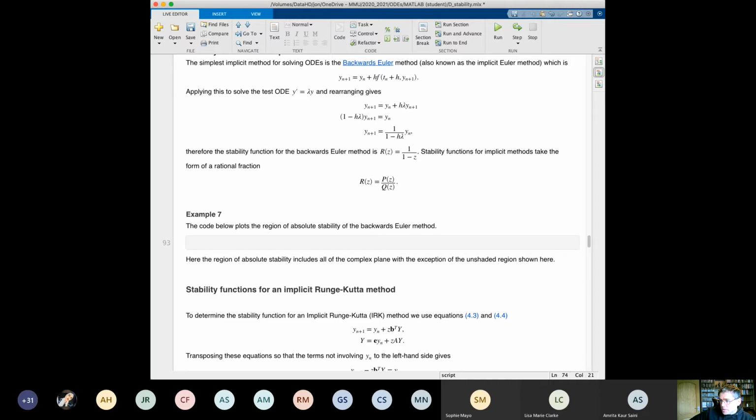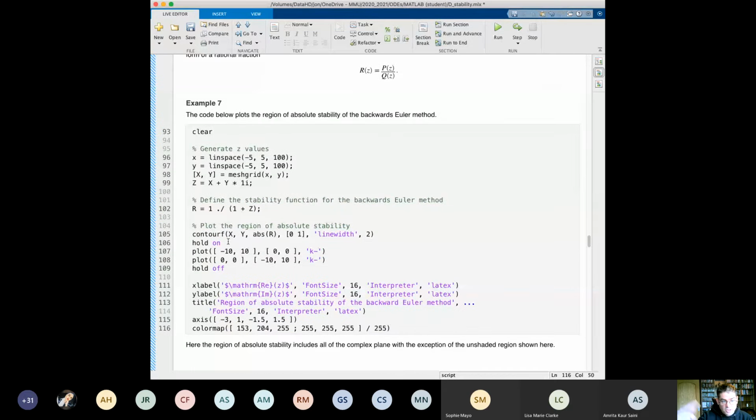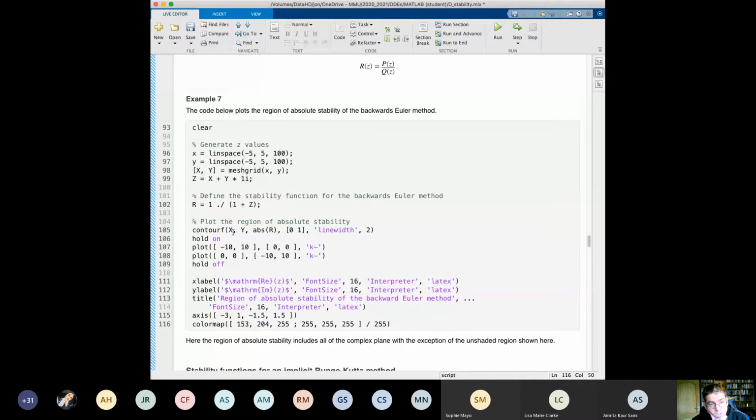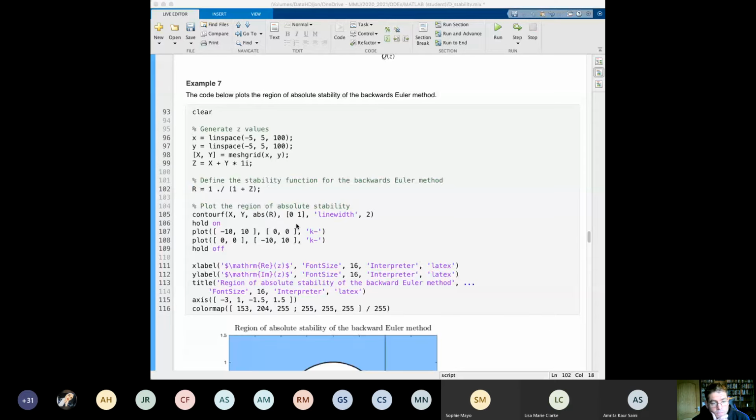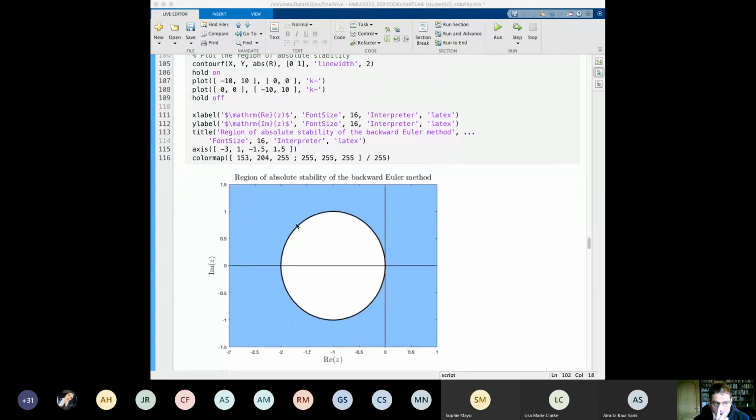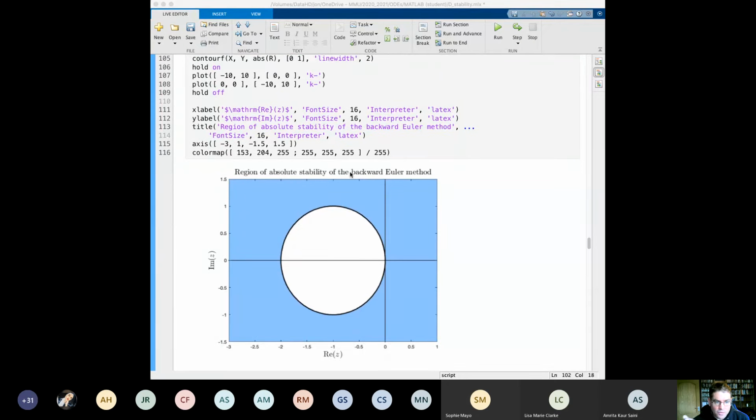If we want to plot the region of absolute stability for the backwards Euler method, I'm going to copy some code in which I've already done. You can see the only change from the first example on this live script is that we have a different stability function. So if I run that, here we go. This is the region of absolute stability for the backward Euler method.